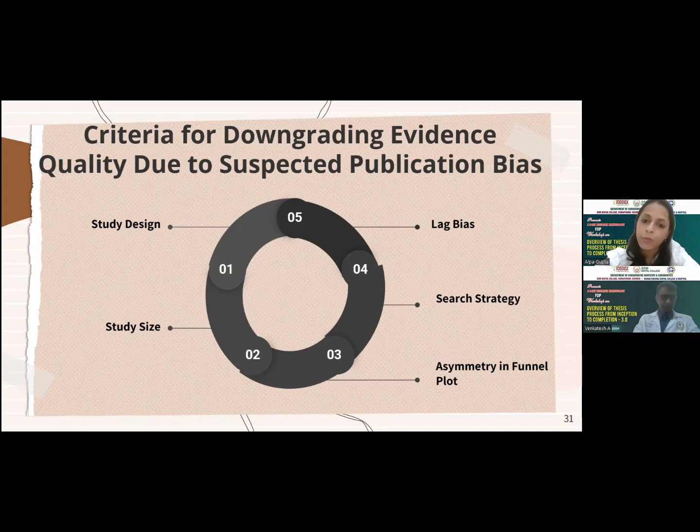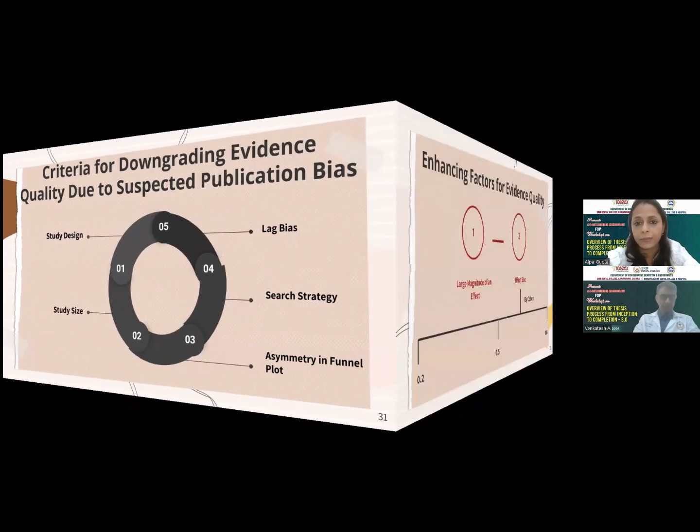But here I would like to mention that asymmetry in the funnel plot will give you only a qualitative analysis of the publication bias, not a quantitative analysis. For quantitative analysis, you have to go for the Egger regression test so that you can quantify what amount of publication bias lies in the studies.